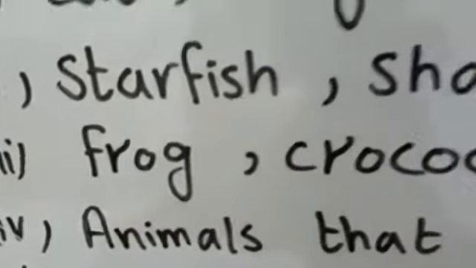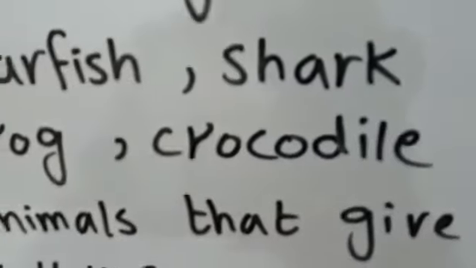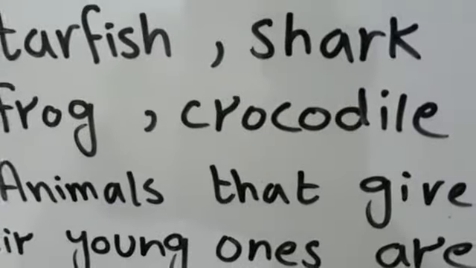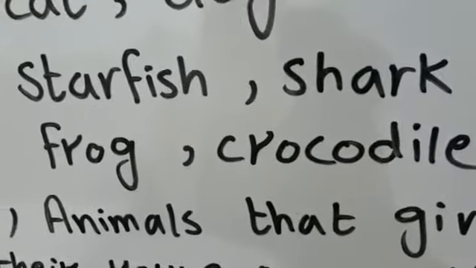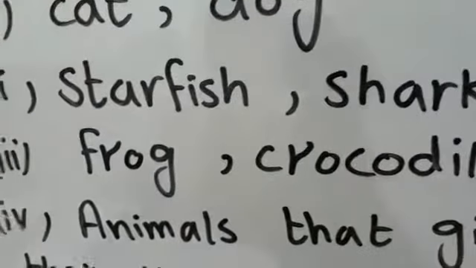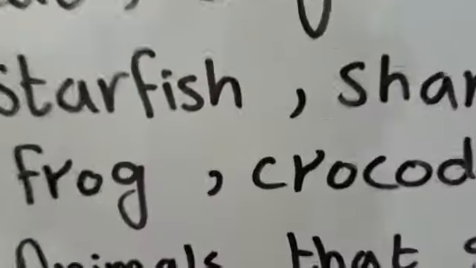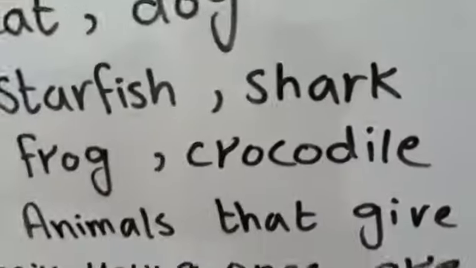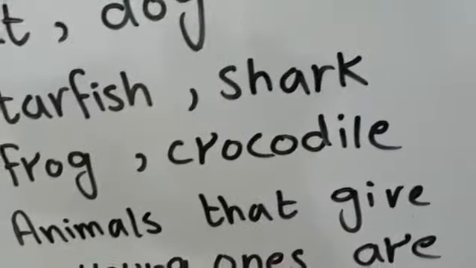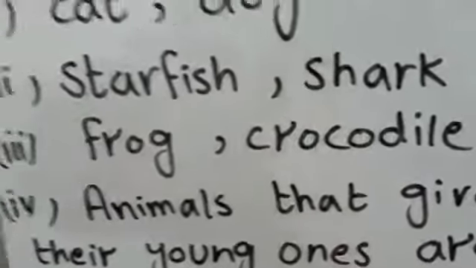Frog, crocodile, and we have read about a third one. That is a very interesting name. Which one? Salamander. You can write only two, because the question is just name two animals, so you should write only two, frog and crocodile. And if you want to write salamander, so frog and salamander, or crocodile and salamander, it's up to you.